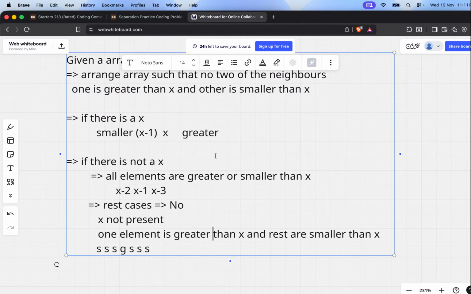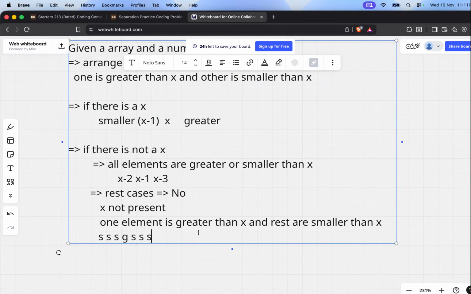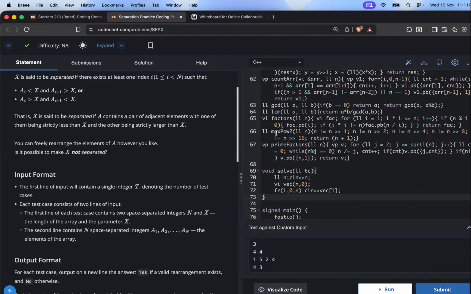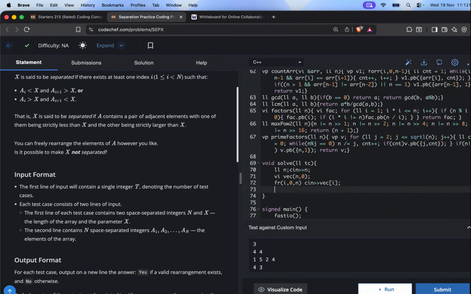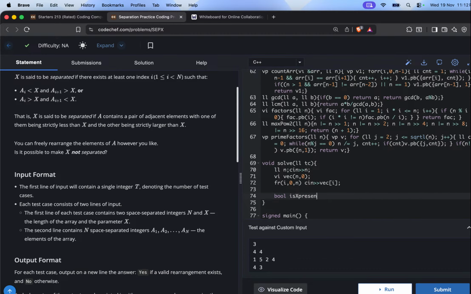Okay, so let's implement this. What is our algorithm? Algorithm is the same as this. If x is present, then automatically the answer is yes. If all the elements are smaller than or greater than x, the answer is yes. In the rest of the cases, the answer is no. So, is x present?